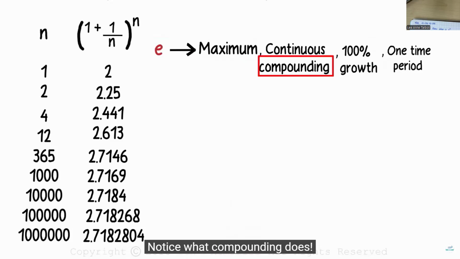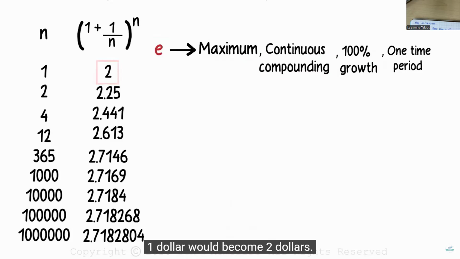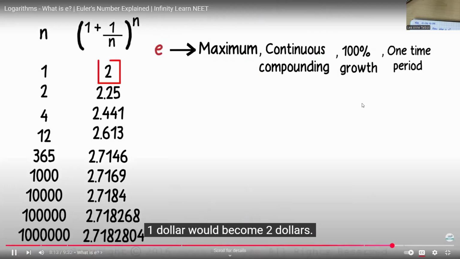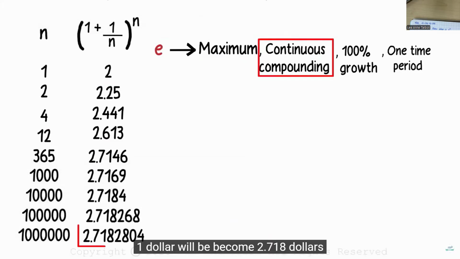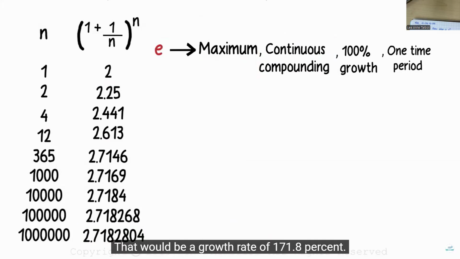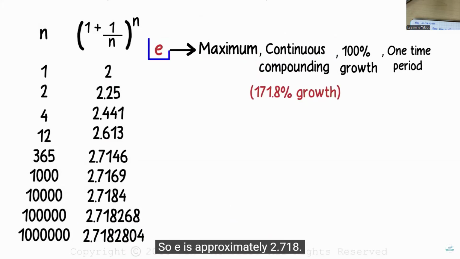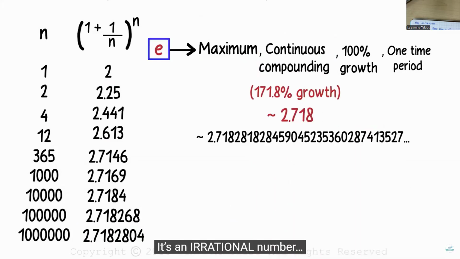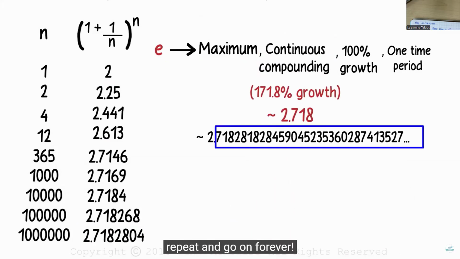Notice what compounding does. The first result is 100% without compounding. $1 would become $2. But after continuous compounding, $1 will become $2.718 approximately. That would be a growth rate of 171.8%. That's like the maximum growth we can have. So E is approximately 2.718. It's an irrational number, which means the digits after the decimal point do not repeat and go on forever.